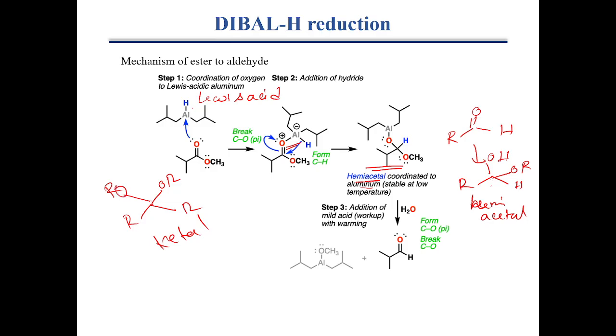Now, what happens at low temperature is that this hemiacetal, the oxygen aluminum complex, is stabilized. Further, under workup, the O-aluminum bond breaks in this way, and methanol is removed, which gives the aldehyde. And the side product is this.